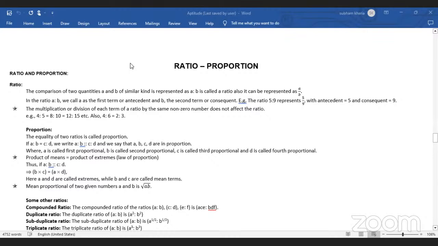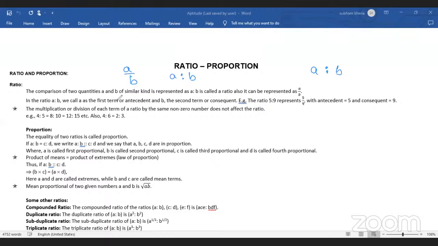So basically, what is a ratio? We have seen a fraction written in the form of m is to n. A is to b is called a ratio. See, a by b is a fraction and a is to b is a ratio. There's not much difference, just the representation is different. This is called a fraction. This is called a ratio.